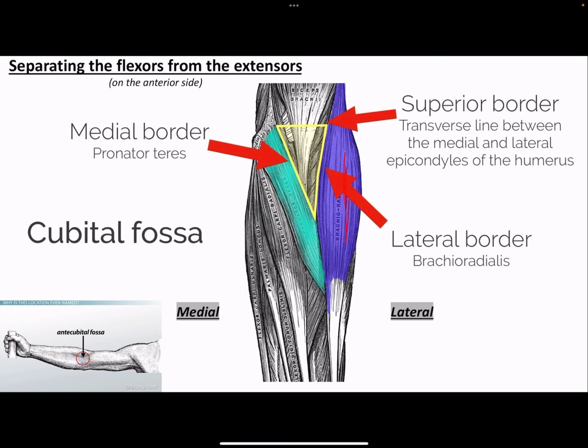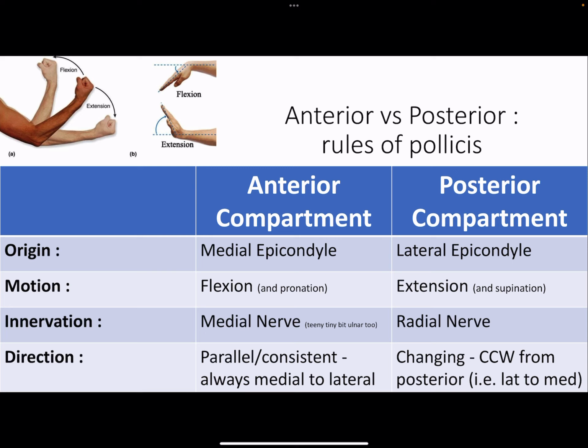But these flexors on the anterior compartment versus the extensors, mostly on the posterior compartment, are separated by the cubital fossa shown here, with the pronator teres on the medial side and the brachioradialis on the lateral side, and right in between the medial and lateral epicondyle. So good rules of thumb: the anterior compartment is for flexion and pronation. Everything's attached to the medial epicondyle. Mostly it's the median nerve, a little bit of the ulnar, which we'll talk about. And mostly things have a medial to lateral slant. So that's relatively consistent for the anterior superficial compartment.